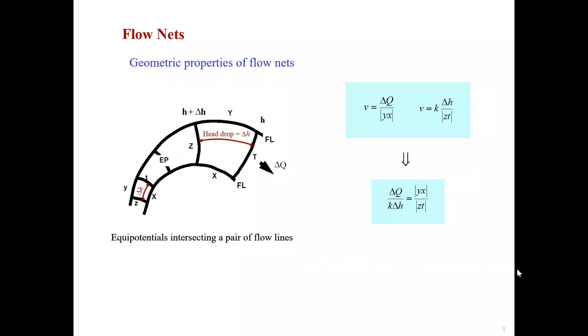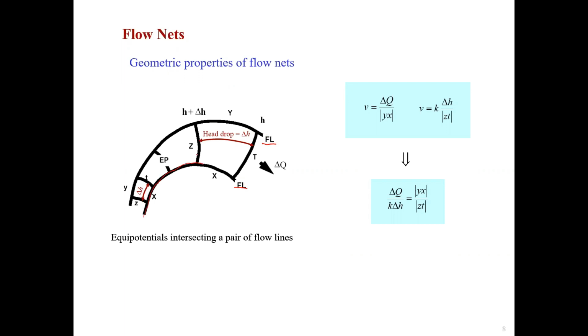Go to page 8. The flow lines and equipotential lines together form the flow net. We call the combination of the flow lines and equipotential lines a flow net. Let's have a look at the geometric properties of the flow net. Consider a pair of flow lines, FL, which stands for flow lines.